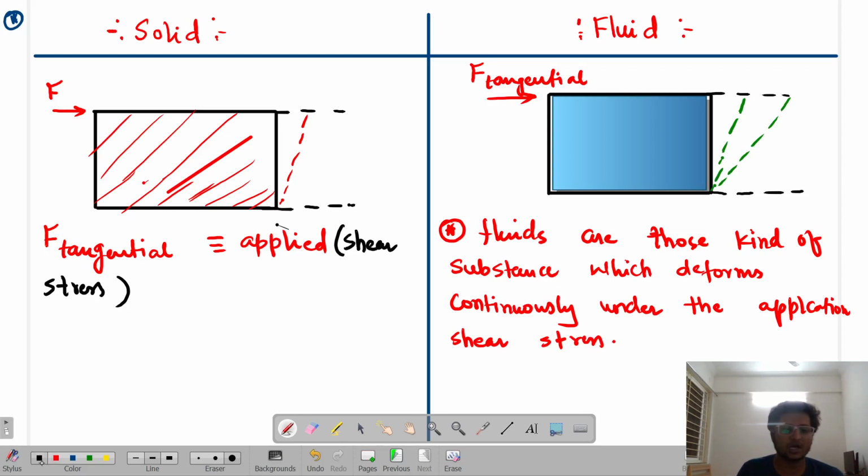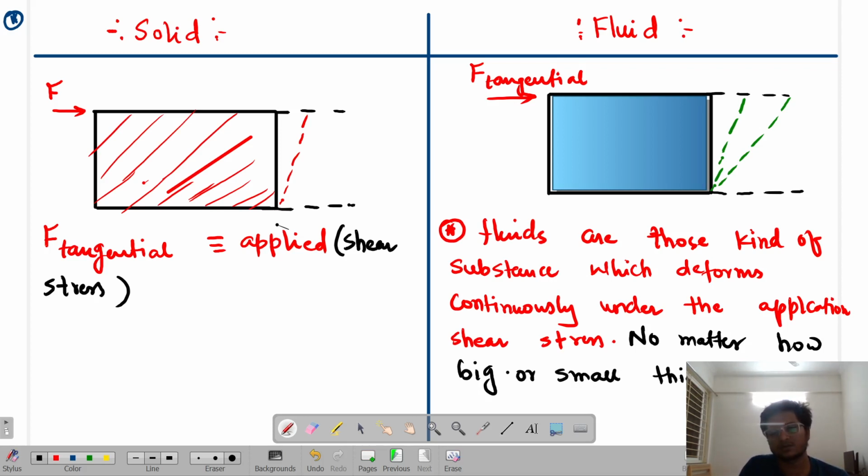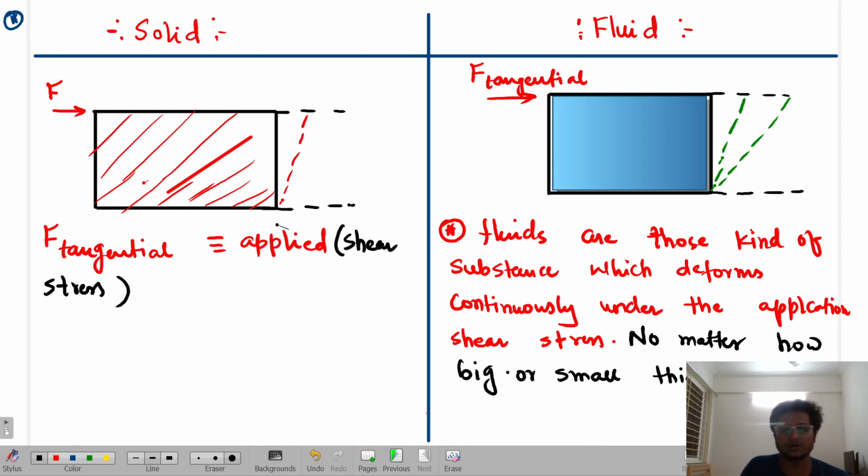No matter how big or small this stress is. Is that clear or not? Are my points making sense?